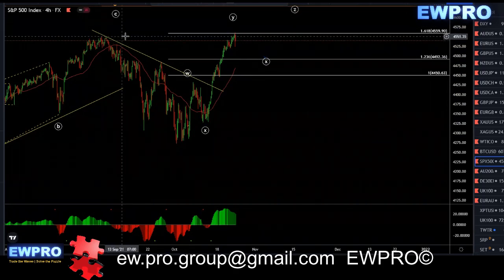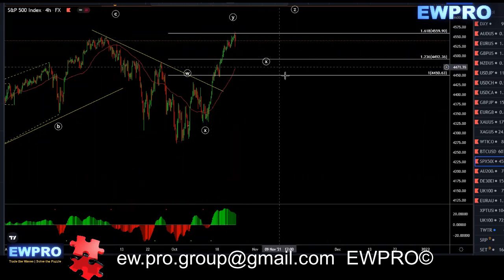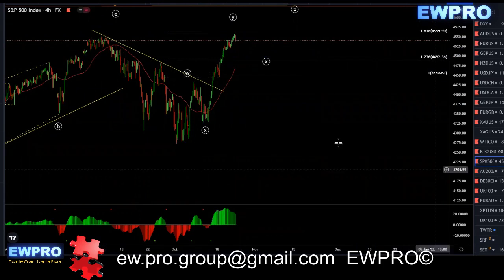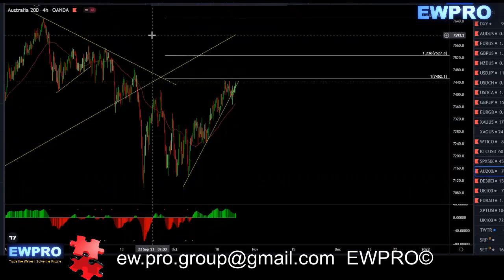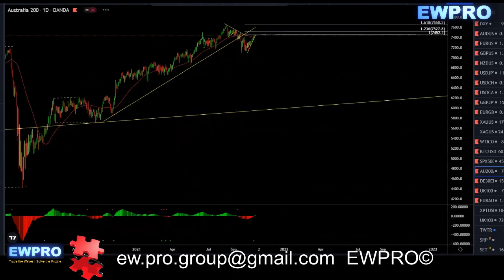It's at a high, it's broken the top, very risky. You definitely need to wait for some sort of a correction and then a buy setup to buy this. I'm more interested in the sells. We're at a high. AU 200 on the daily.